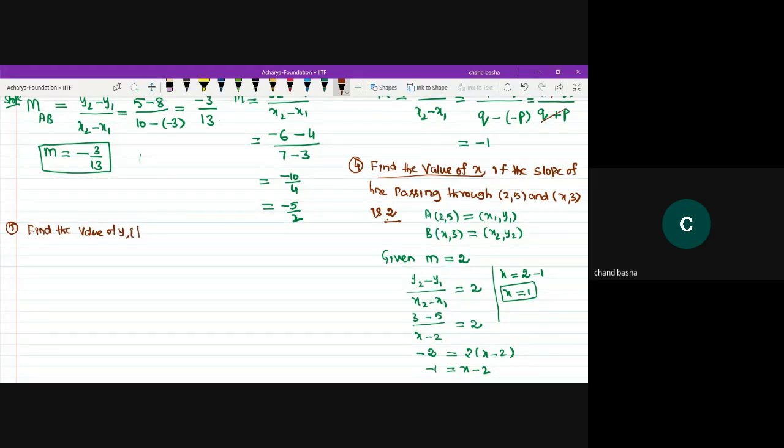Find the value of y if the line joining of the 2 points 3 comma y and 2 comma 7 is parallel to the line joining of the points minus 1 comma 4 and 0 comma 6.